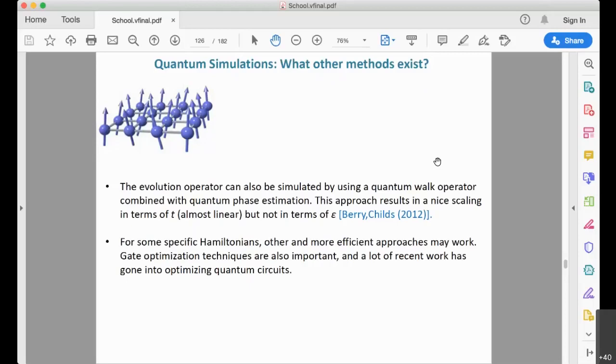Now I'm going to tell you about things that I haven't talked about. I mentioned that there are other methods. There are methods based on quantum walks. There's a paper by Berry and Childs in 2012. Those methods are nice. They have nice scaling in terms of evolution time, but perhaps not in precision. But in general, the take-home message here is that there are plenty of powerful methods, and in the end, it depends on what problem you're looking at. One method may be more efficient than others, all right?